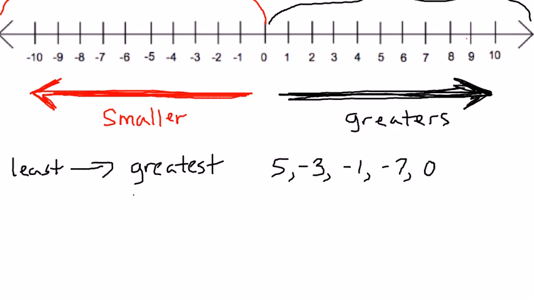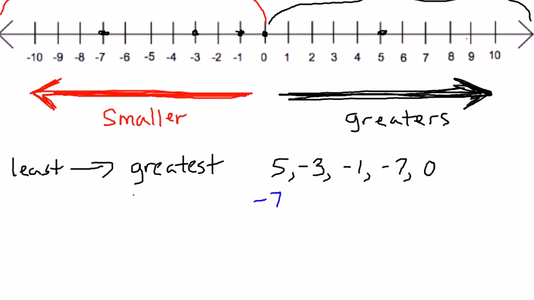So 5, -3, -1, -7, and 0. Since we're ordering these integers from least to greatest, let's determine what the smallest integer is in this set of numbers. The number that's located furthest to the left on the number line is -7. -7 is located further to the left compared to all of the other integers that we've plotted. So -7 would be our smallest integer.